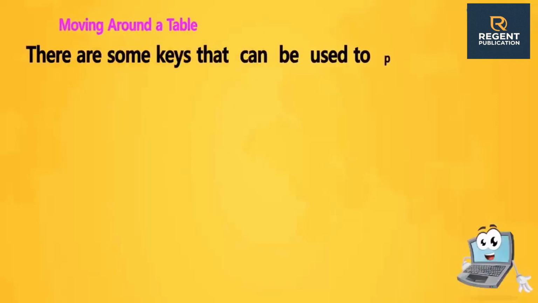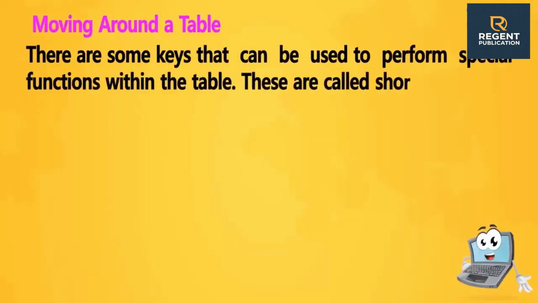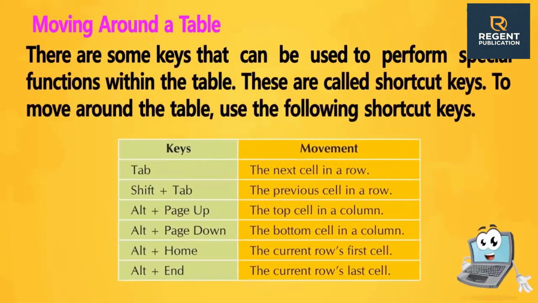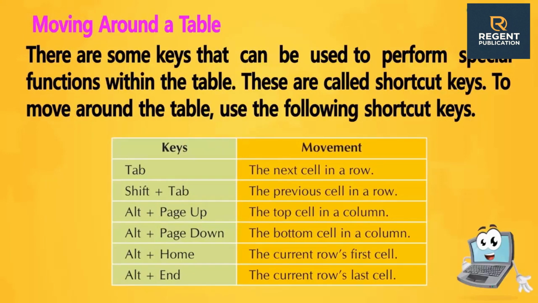Moving around a table. There are some keys that can be used to perform special functions within the table. These are called shortcut keys. To move around the table, use the following shortcut keys. Keys, movement. Tab, the next cell in a row. Shift plus tab, the previous cell in a row.